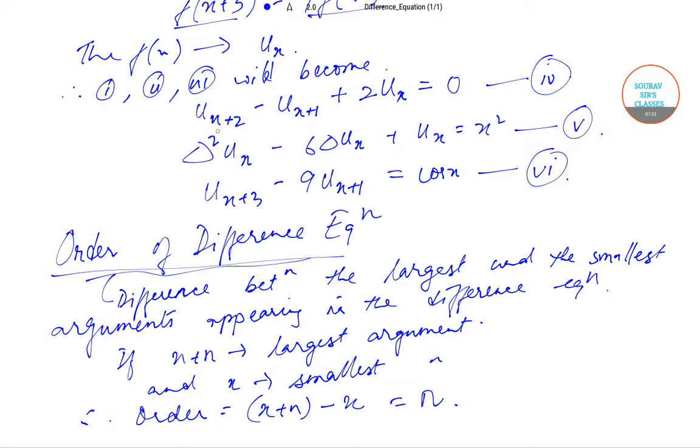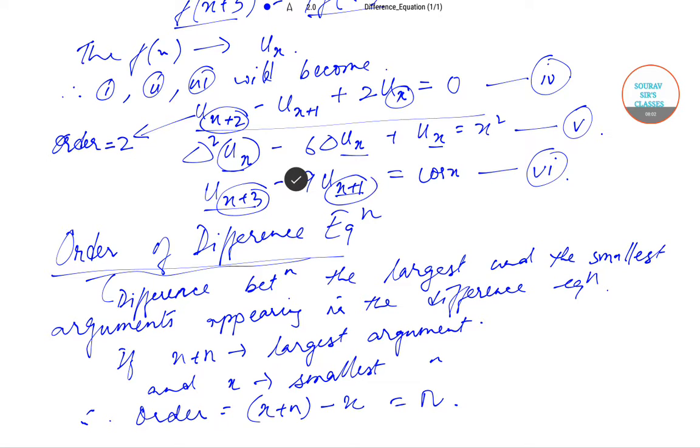So as you can see in equation 4, the largest argument is x plus 2 and the smallest argument is x. So therefore here order is equal to 2. In this case, u of x, the largest argument is also x and the smallest argument is also x. The argument does not change, so in that case we can say that order is 0. And in the third case, the largest argument is x plus 3, the smallest argument is x plus 1, so order is x plus 3 minus x plus 1, which is equal to 2, and here also order is 2. So this is what I found out.